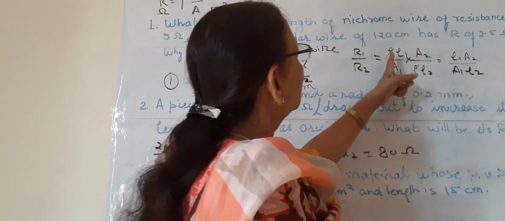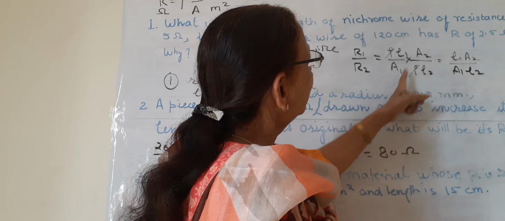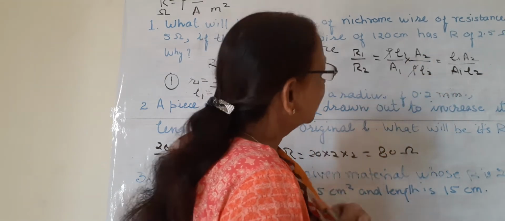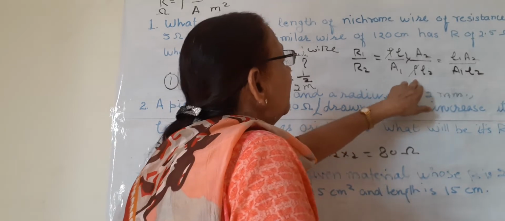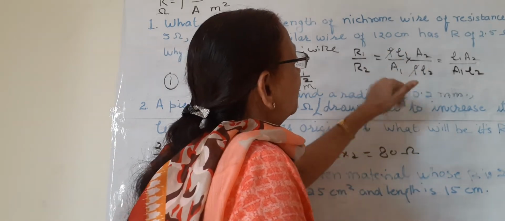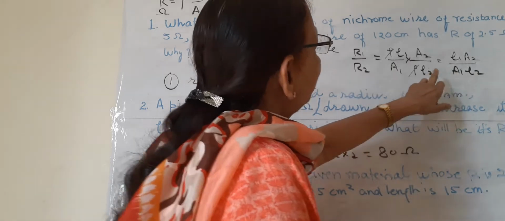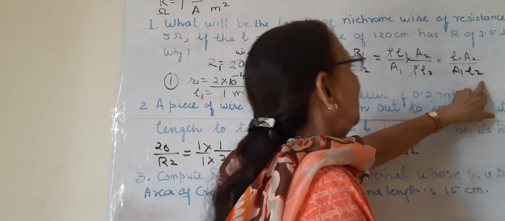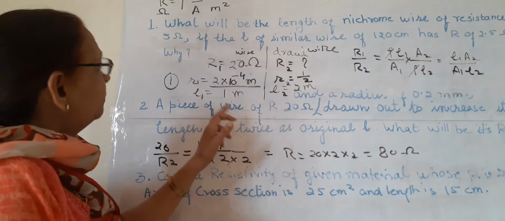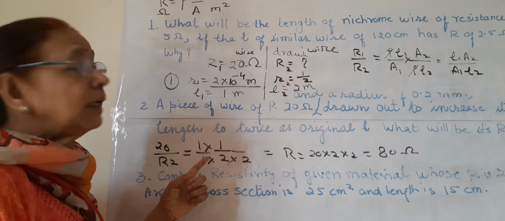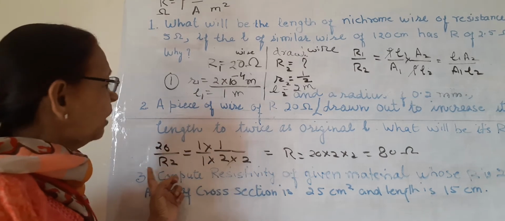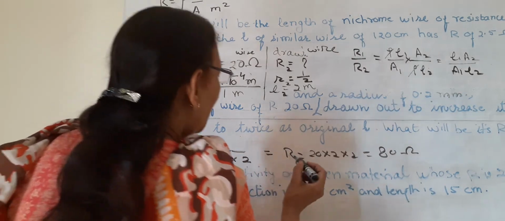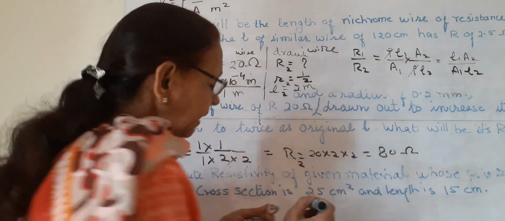R1 upon R2 is equal to rho L1 upon A1 into A2 upon rho L2. It is the same wire, so rho is common. It is cancelled. Now we have the formula L1 A2 upon A1 L2. Now put the values in this formula and we will get R2. This is R2 is 80 ohm.